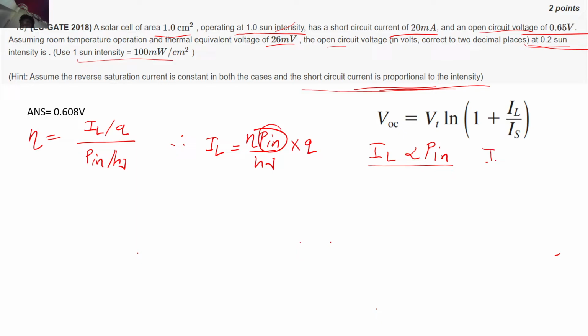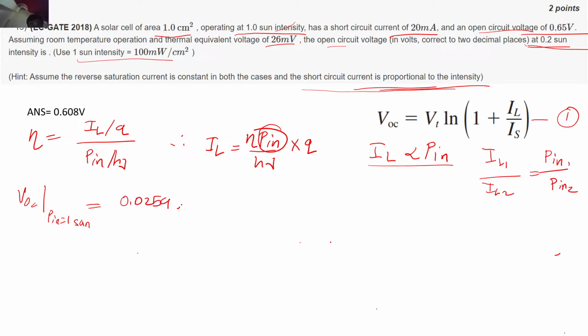So now if I have IL1 and IL2 and I divide them, their ratio is going to come out to be P in 1 by P in 2. This is what the proportionality means. Now again, we are going to use this equation first. So VOC at the particular sun intensity, 1 sun intensity. I will write P in is equal to 1 here, this is sun intensity. So the Vt is 0.0259 into ln of 1 plus IL. I cannot directly calculate because these factors have not been given to me, the eta and even the H mu have not been given to me.